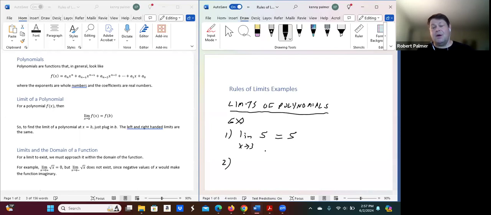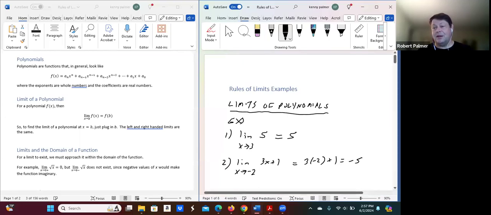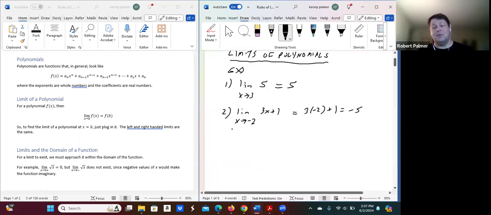Other basic functions, like a linear function. Let's say I have the limit as x goes to -2 of 3x plus 1, for example. Well, once again, that's a polynomial. Our power here for x is a 1. Our coefficients, or numbers in front, are real numbers. So basically, we just plug in -2. And that's going to be -6 plus 1, which is -5. And of course, the left and right limits both equal the same thing.